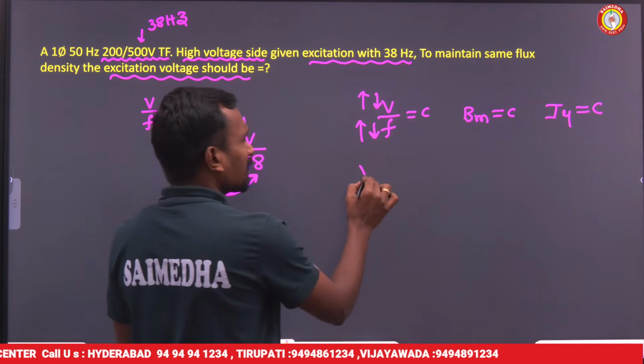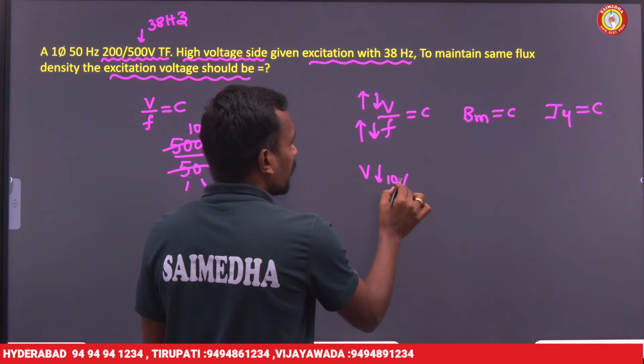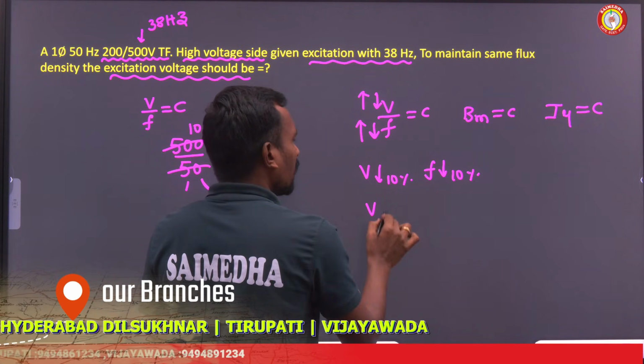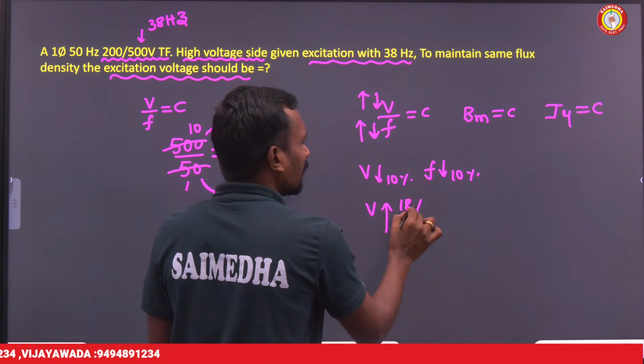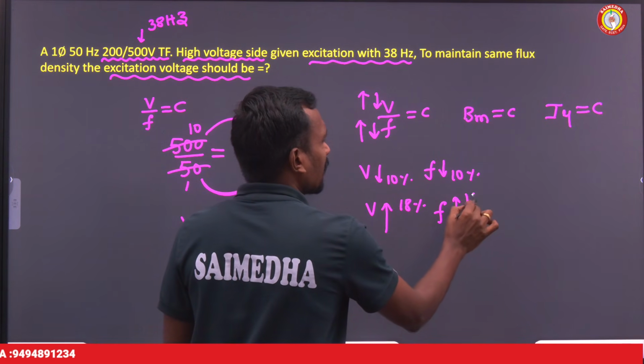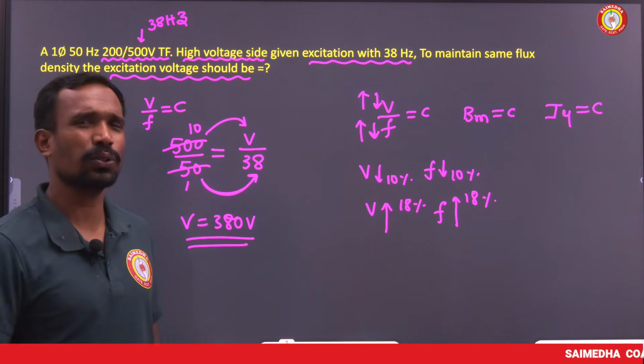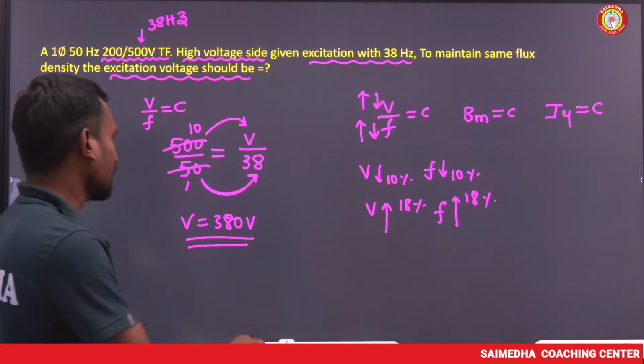If the voltage is reduced by 10%, we need to reduce the frequency also by the same factor. If the voltage is increased by 18%, we need to increase the frequency also by the same percent. Then the V by F ratio will be constant. You know this already, right, sir? Let's go for the next question.